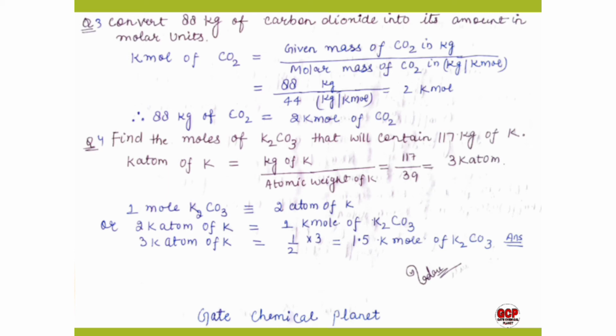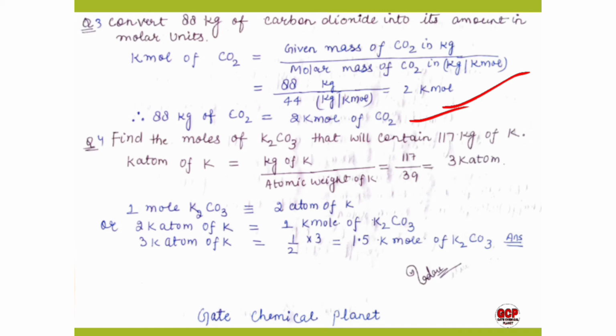In this question we have to find the kilomoles of carbon dioxide. Everything is given: the mass is given and the molar mass is known. So 88 kilograms divided by 44 kilograms per kilomole equals 2 kilomole. So the final answer is 2 kilomole. We can say 88 kilograms of carbon dioxide is equal to 2 kilomole of carbon dioxide. Now we will come to question number 4.